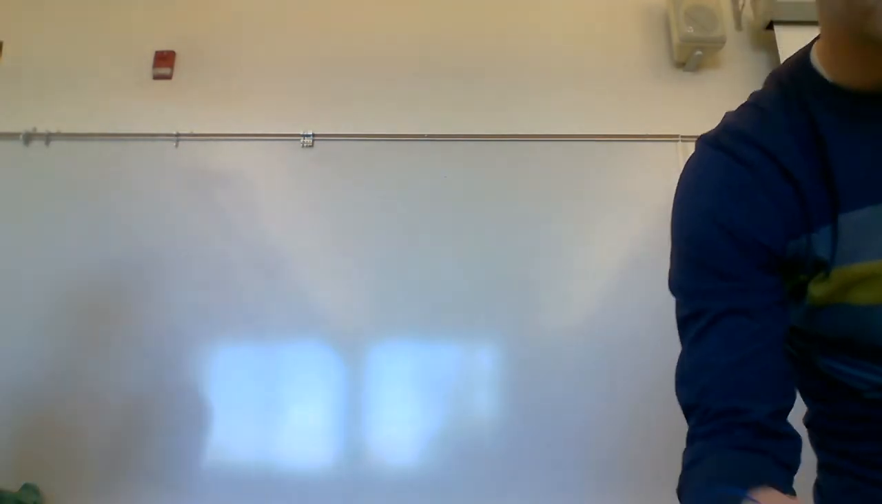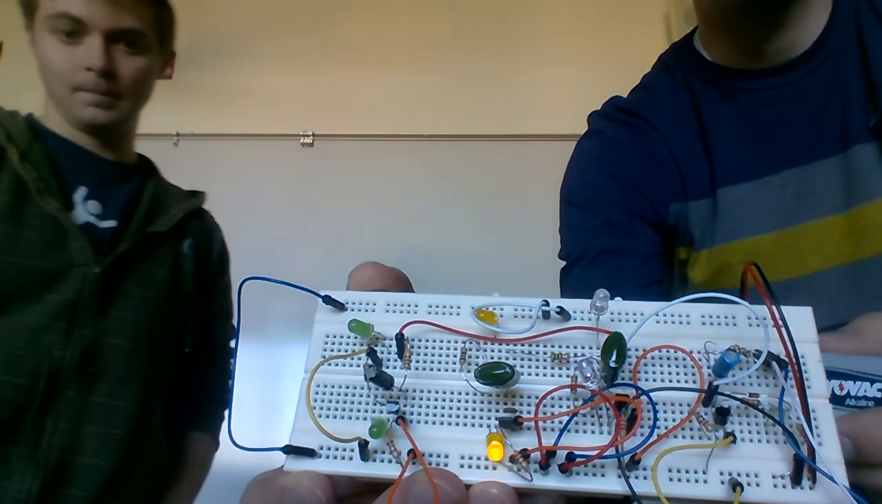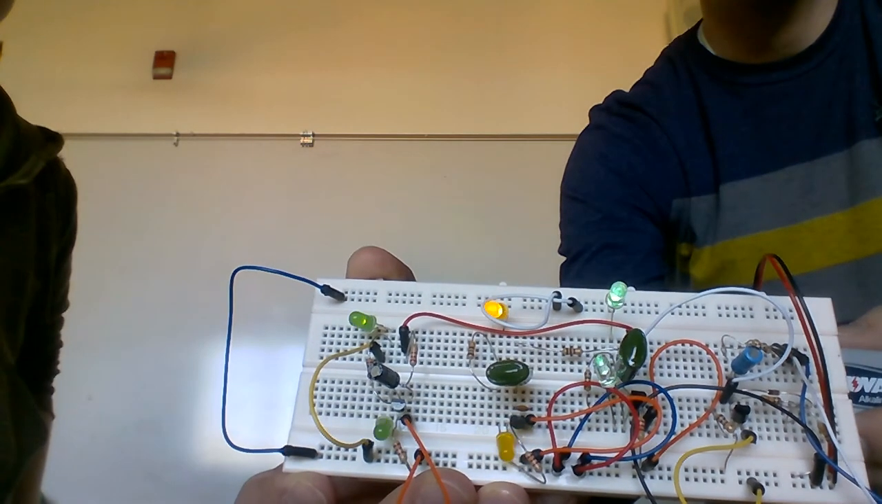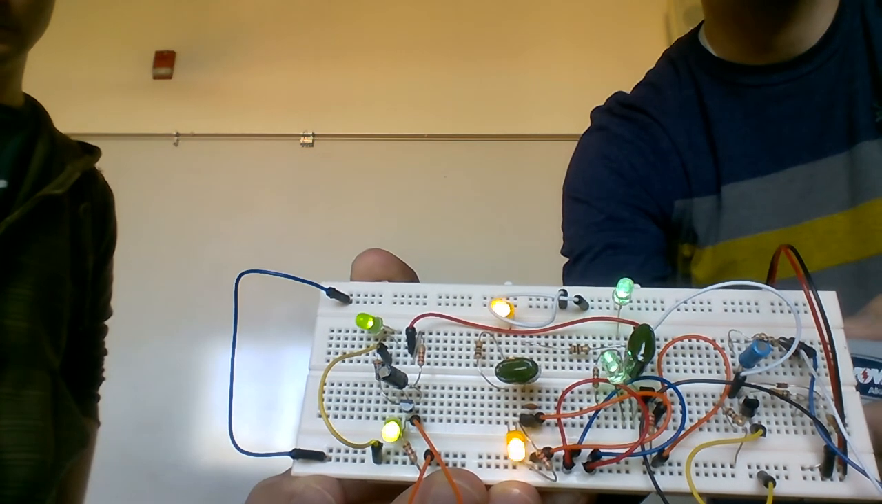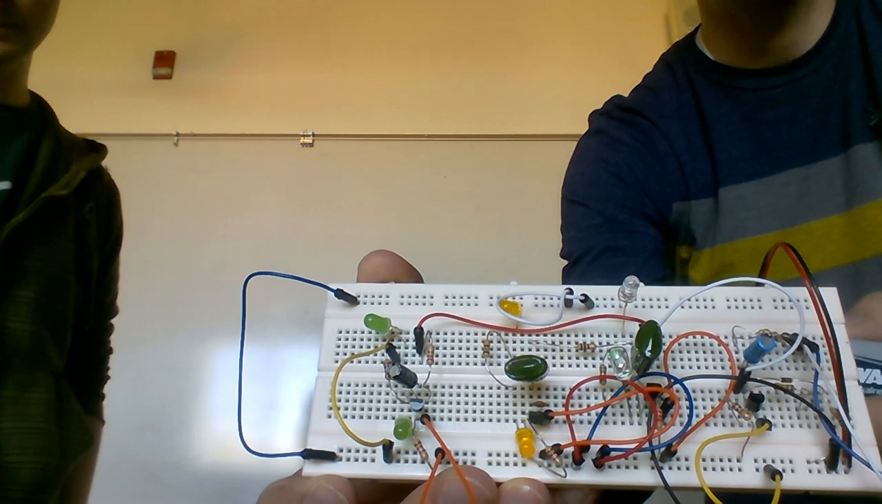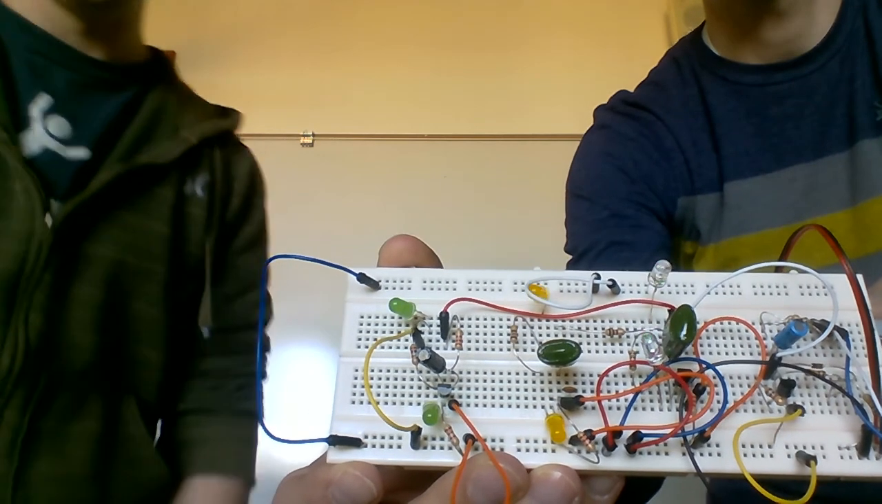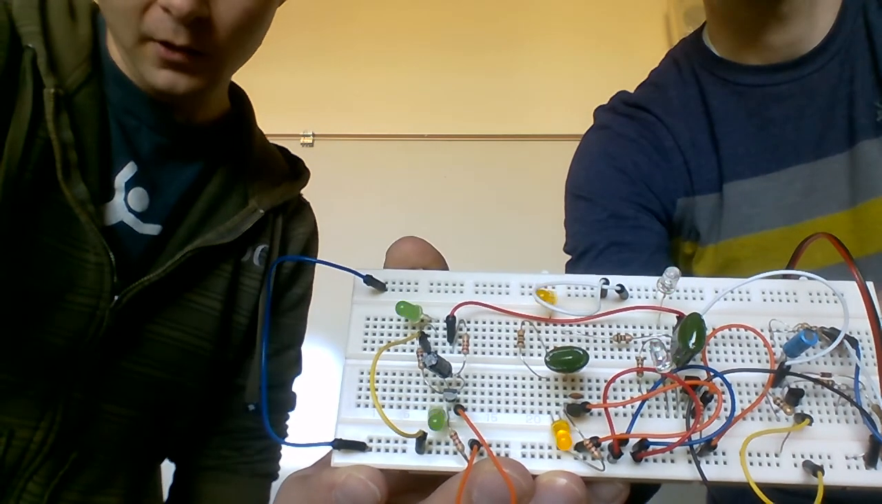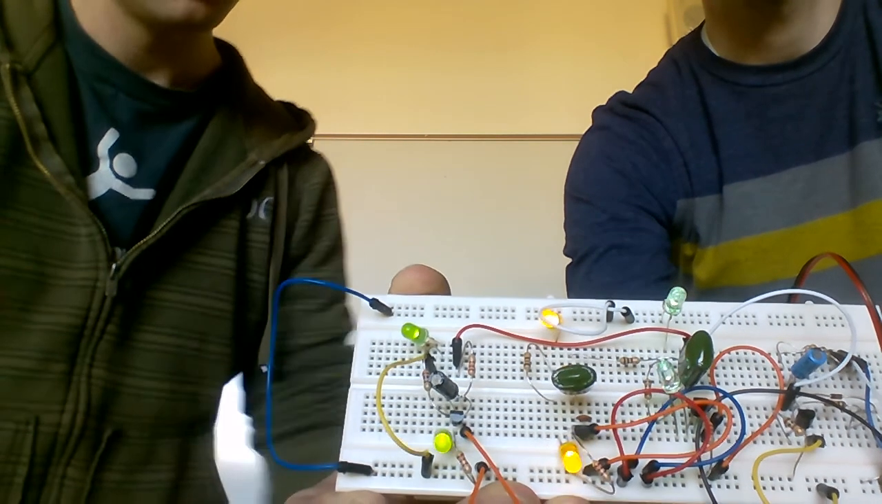And now we're going to demonstrate our circuit. As you can see, the different LEDs are flashing to the different frequencies of the music. Alright. That's how it works.